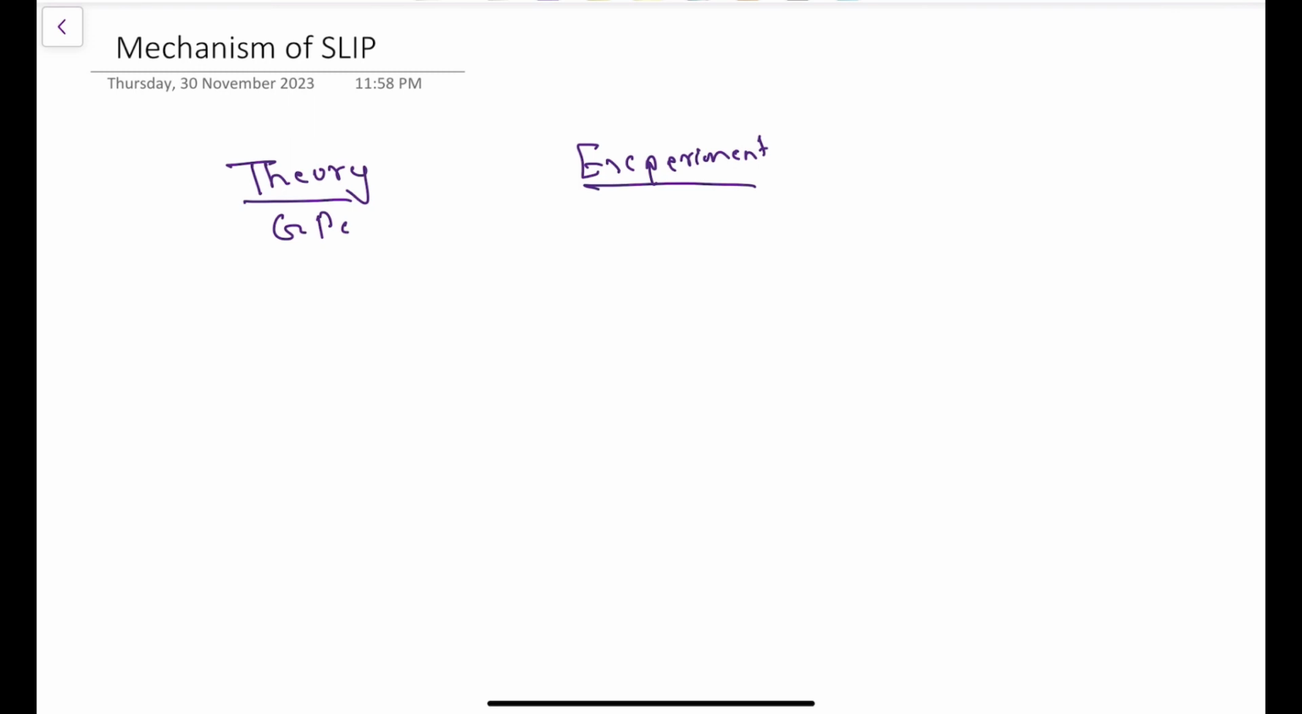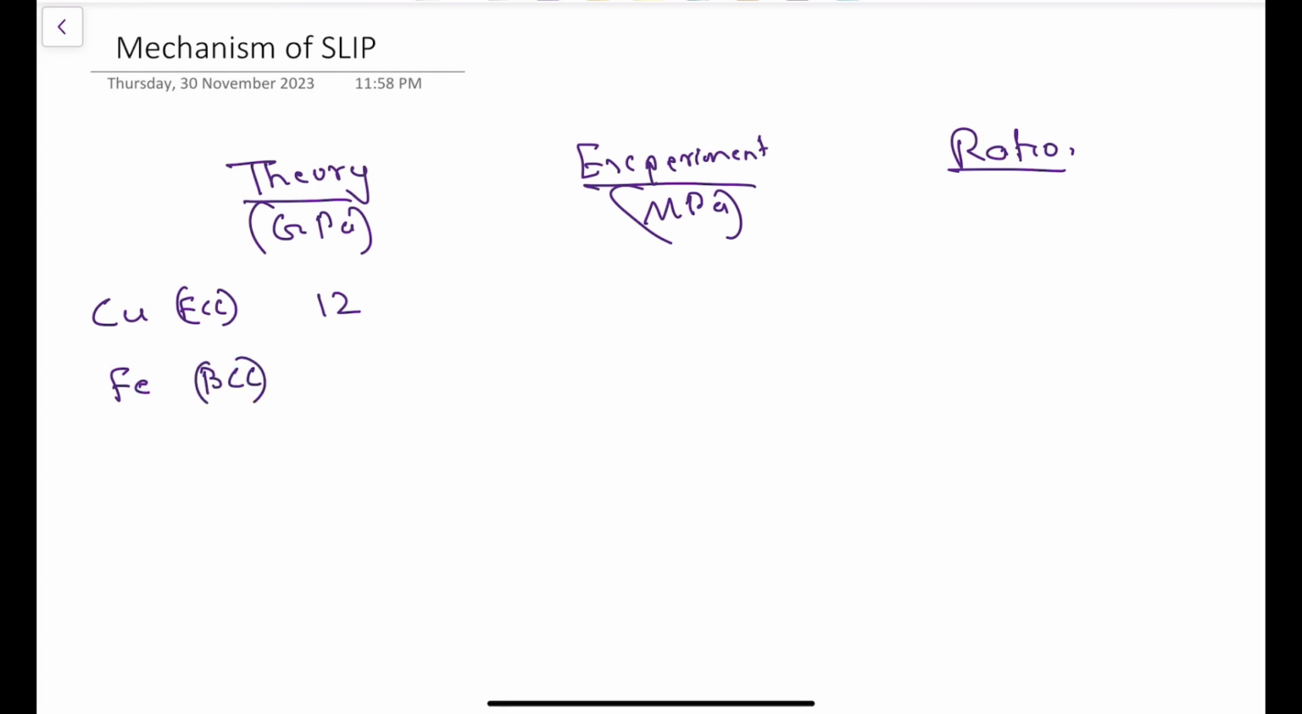This is in gigapascal and this is in megapascal, and its ratio. You can see that copper has an FCC structure. Theoretically, it should have been 12 gigapascal. Iron, that is alpha iron, has a body-centered cubic structure, and it has 7 gigapascal theoretically. Zinc, which has a hexagonal close-packed structure, has 5. But experimentally, it has only 15 megapascal, 0.5 megapascal and 0.3 megapascal.